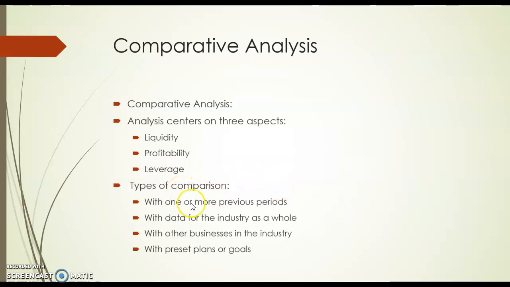As far as how we can compare things, we can compare one or more previous periods. So if you're looking at General Motors for one of your companies, you can look at, say, the last 5 years and see what kind of trends are happening. You can look at data for the industry as a whole. So if you're looking at General Motors, you can compare it to the car industry averages.